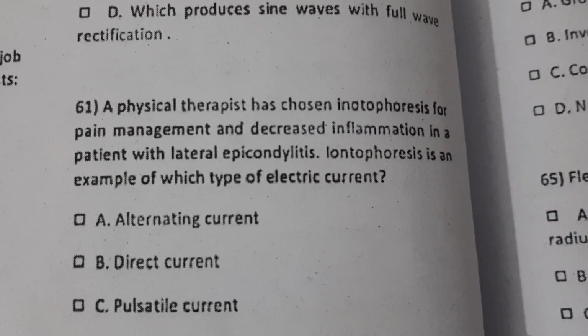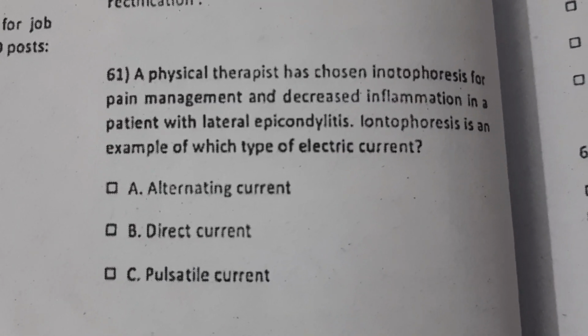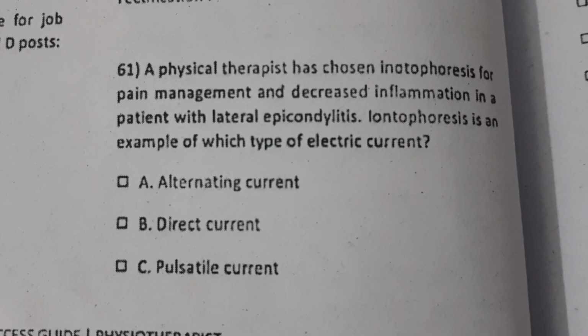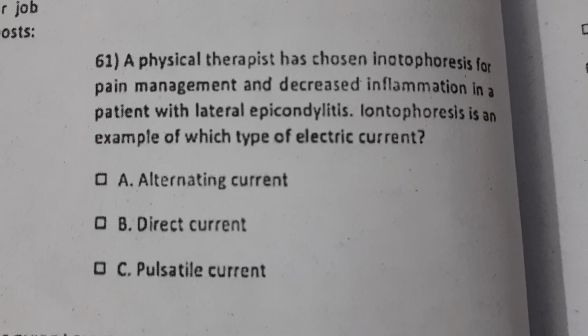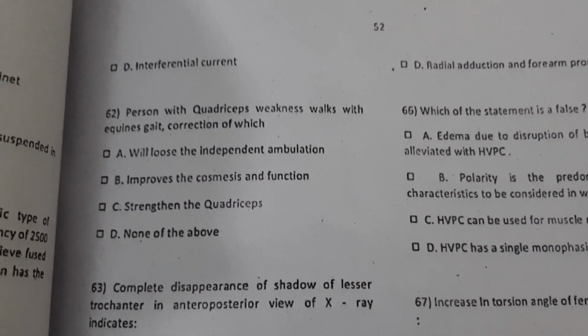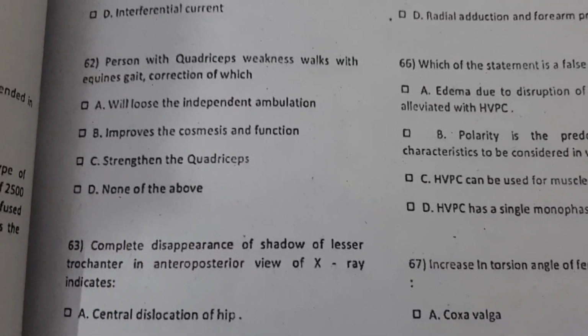Physical therapist has chosen iontophoresis for pain management and decreased inflammation in a patient with lateral epicondylitis. Iontophoresis is an example of which type of electric current? Option B is correct, direct current. Person with quadriceps weakness walks with equinus gait, correction of which, option A is correct, will lose the independent ambulation.